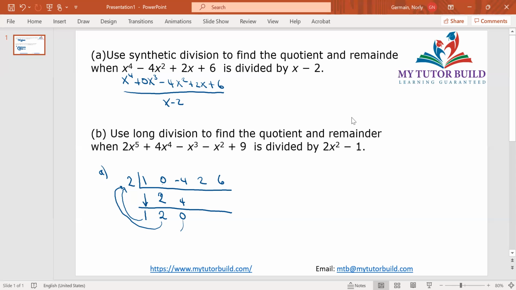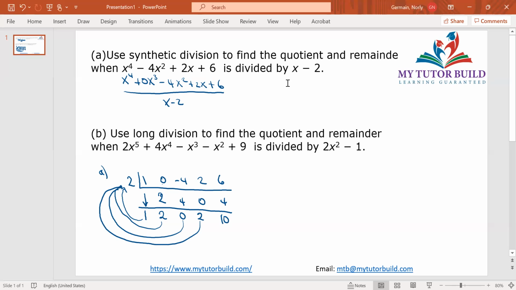Now, we multiply again this 0 by 2. 0 times 2 gives us 0. Now, let's add 2 plus 0 gives us 2. Again, we multiply that 2 with that 2. 2 times 2 is 4. Now we have 6 plus 4 is 10.